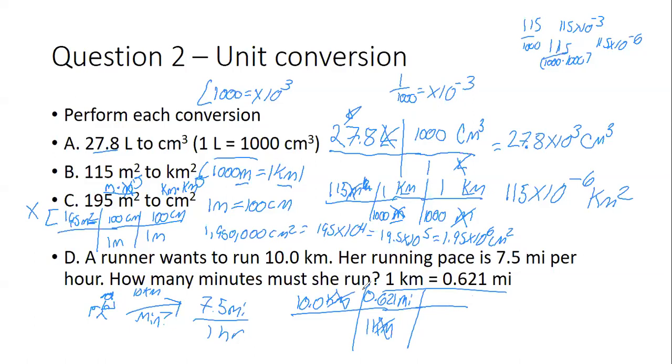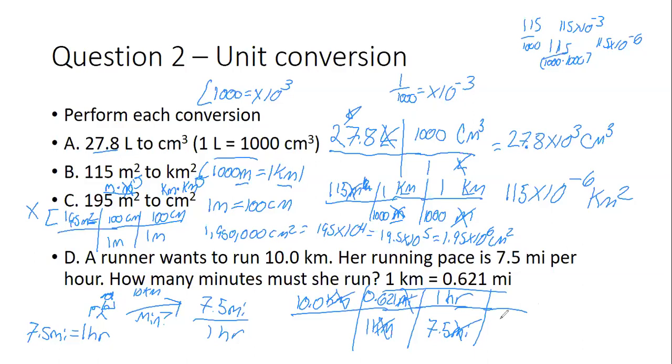I do have a conversion though that says for every 7.5 miles, that is equal to 1 hour. So that is how I can convert between a distance and a time using my miles per hour. So for every 7.5 miles I run, that takes 1 hour. So my miles have canceled out and I'm now in a unit of hours. But I don't want to be in a unit of hours. I want to be in a unit of minutes.